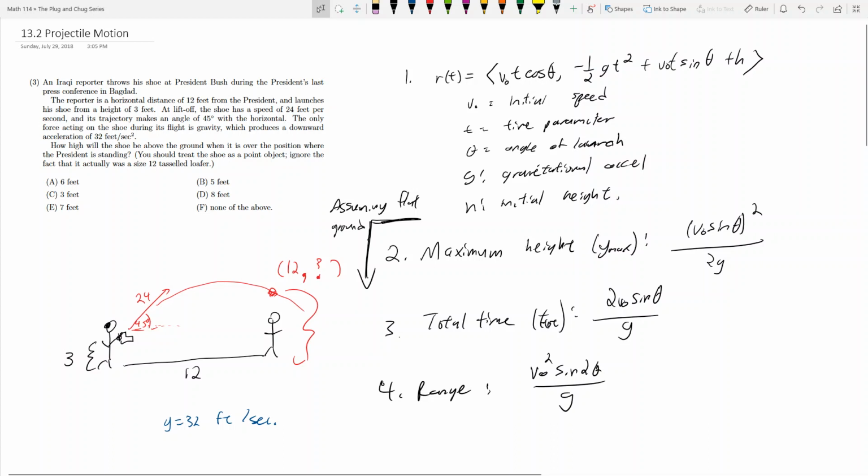So in this problem, an Iraqi reporter throws a shoe at President Bush during the president's last press conference in Baghdad. The reporter is at a horizontal distance of 12 feet. Okay, so here's the diagram. He's 12 feet from the president and launches a shoe with initial speed of 24 feet per second, at 45 degrees from the horizontal. It's 3 feet above the ground, which is how high the shoe was initially tossed. Then there's a constant acceleration, g, equal to 32 feet per second squared.